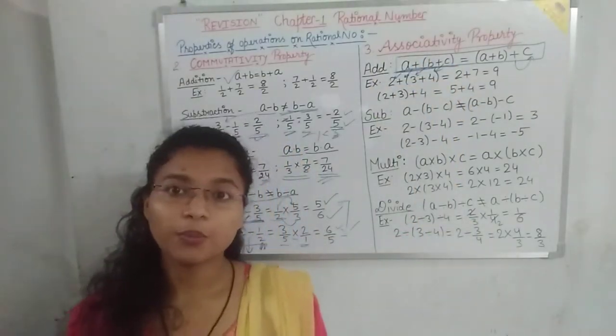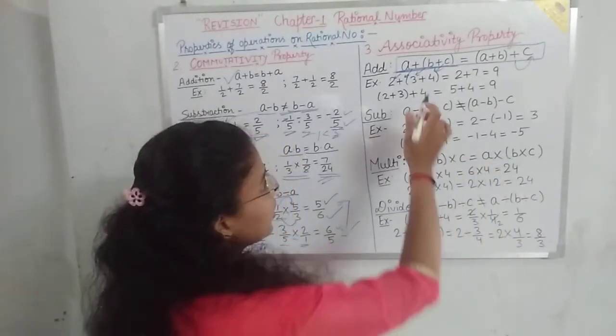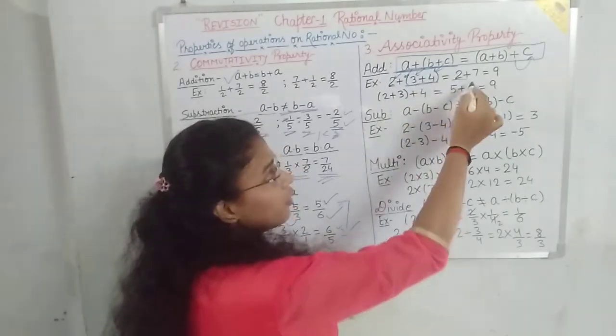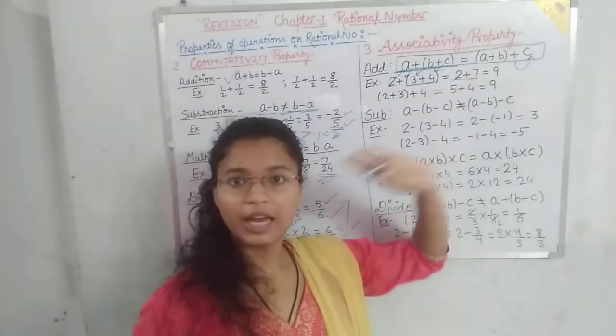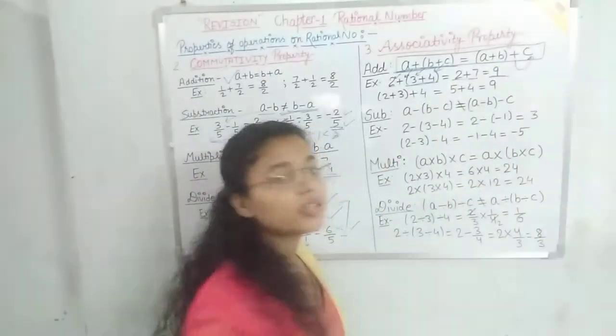According to your BODMAS rule, first you have to solve the bracket. So first add them. This 2 plus will be as it is, and when you add 3 plus 4, you will get 7. Now 2 plus 7 will give you 9. When you solve the left hand side, you will get 9.